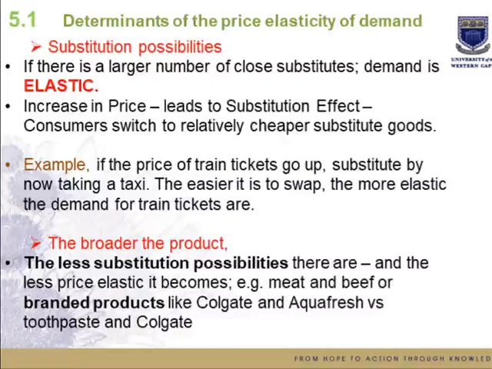The second feature is the definition of the product. The broader the definition of a product, the less price elastic the product becomes. For example, the price elasticity of demand for meat is lower than the price elasticity of demand for beef.